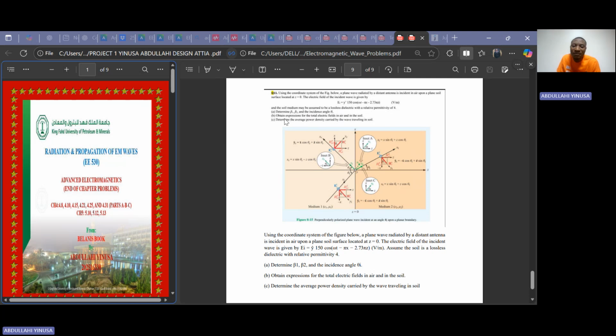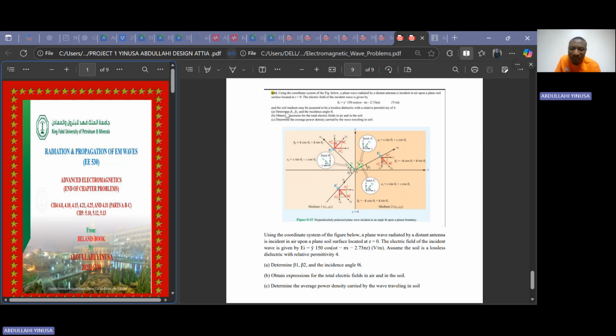They now ask us to get the expression for the total electric field in air and in the soil. You are going to get it separately. The electric field in air, this is the air interface, that's medium 1. We will get the electric field of the incident wave and the reflected wave. You add the electric field of the incident wave and that of the reflected wave, and that will give us the total electric field in medium 1. However, in medium 2, it was transmitted, so you are going to get the transmitted electric field here.